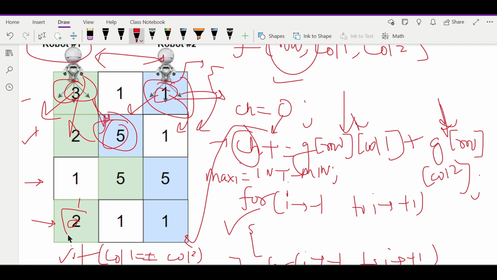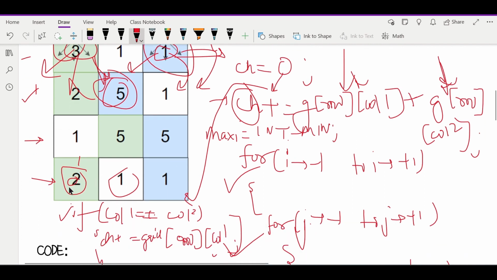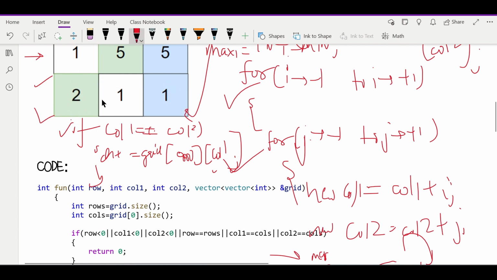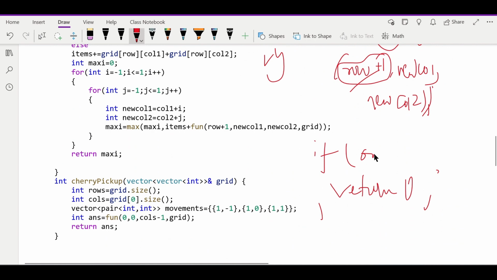So eventually these robots would come simultaneously in the last row, and on making further movement, the out of bound base case would be triggered. So eventually, without adding a separate base case for the last row, they would reach the last row without adding actual separate logic. So we'll just have to add out of bound logic.